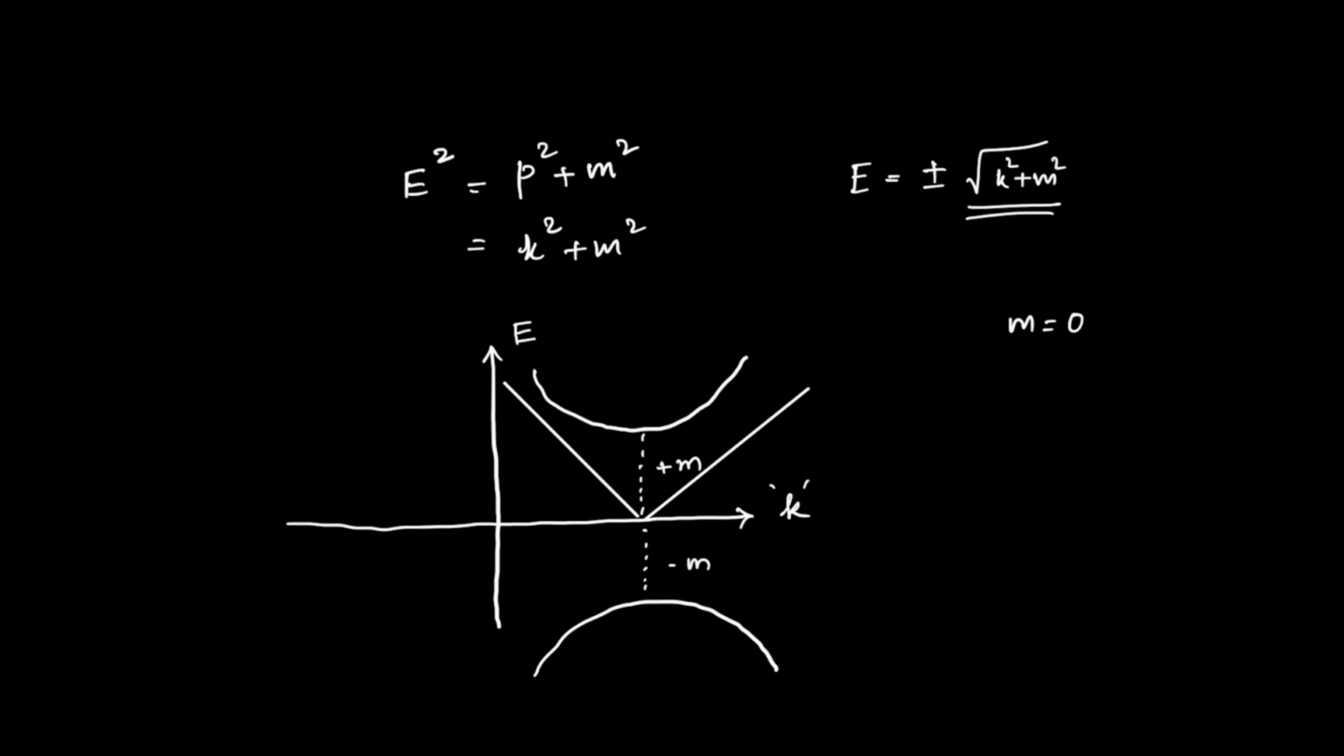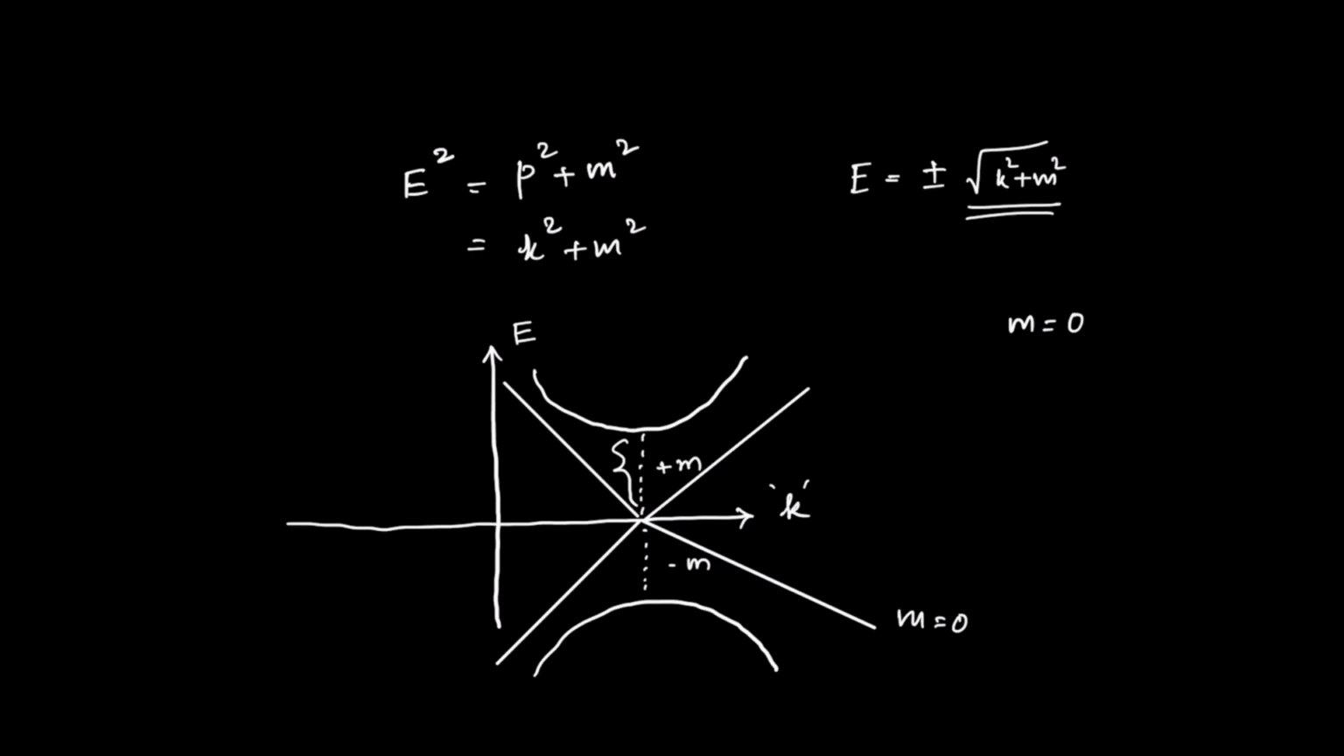And similarly here, it will be something like this. This is if m is equal to 0, because this distance will depend upon mass, and also the radius of curvature of the hyperbola will also depend on the mass.